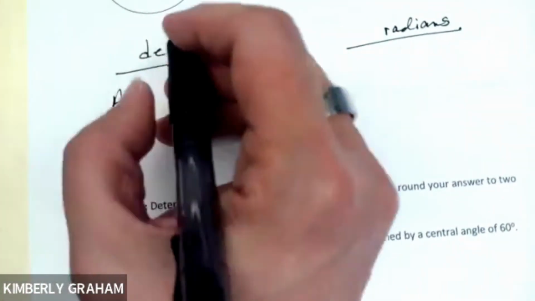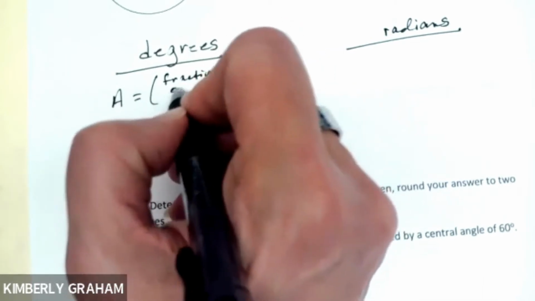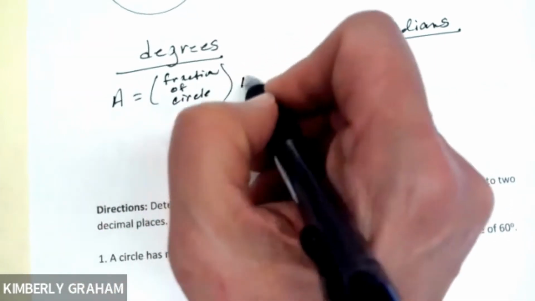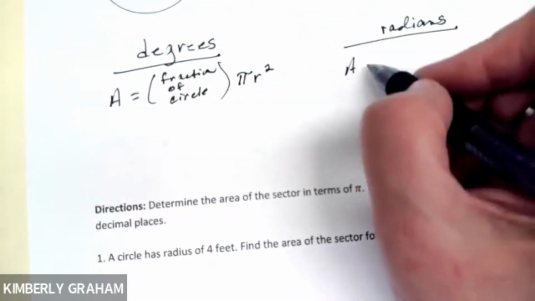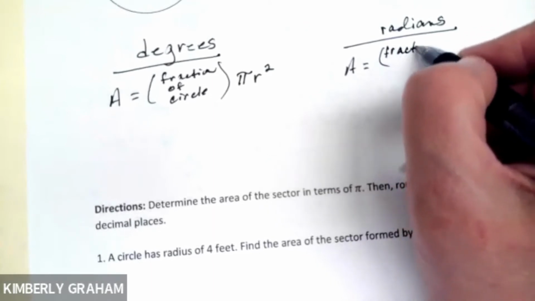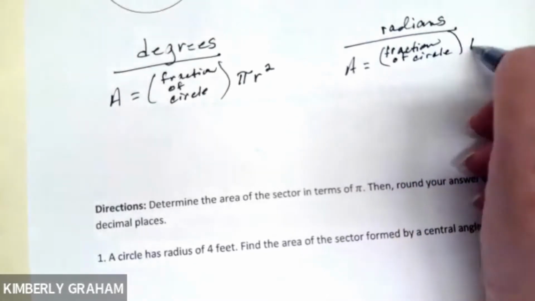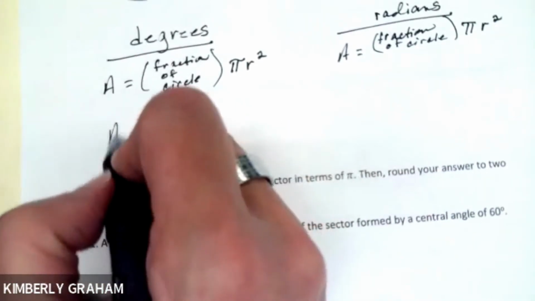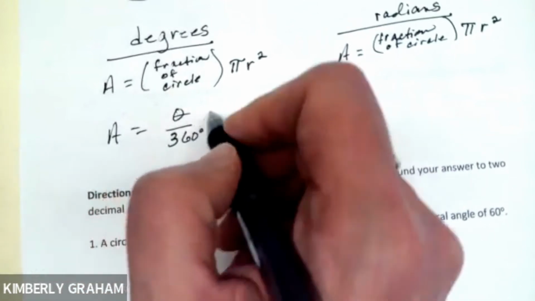My area is the fraction of the circle times pi r squared. Right? It's the same whether I'm looking at degrees or radians. The fraction of the circle times pi r squared. Now here, if I'm in degrees, it's just going to be that angle theta over 360 degrees.